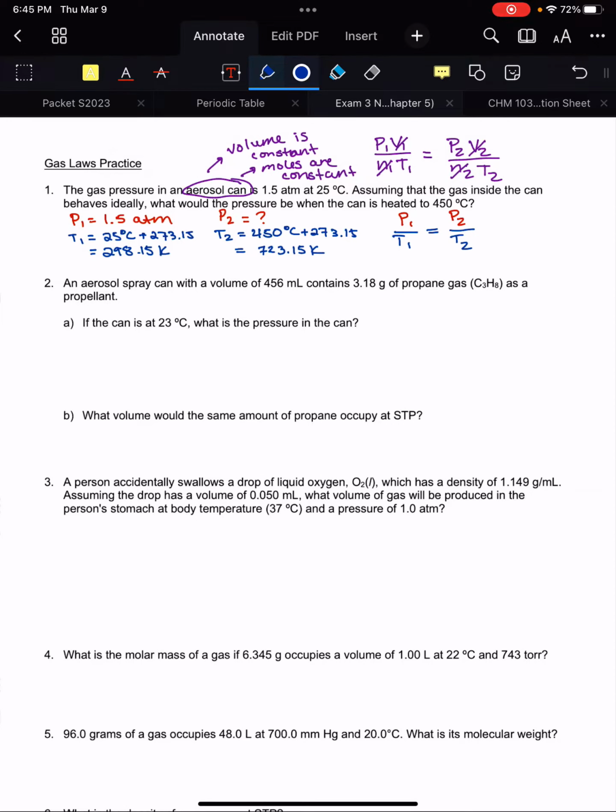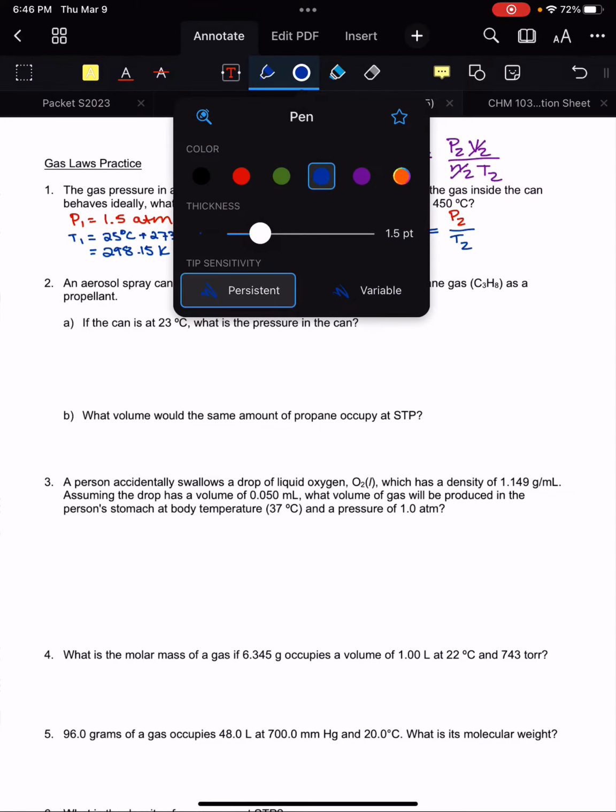All right, so we're just going to pick up right where we left off on our notes from Wednesday. On Wednesday, we started some practice problems. In this problem, we have an aerosol can with a given pressure at a certain temperature, and we wanted to know what the pressure would be when we heat up the can to 450 degrees C. So let's plug in the information that we know.